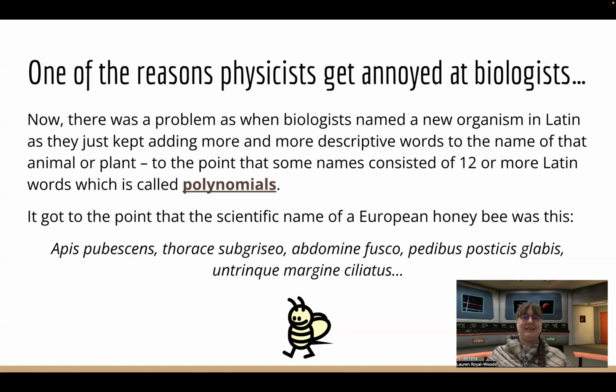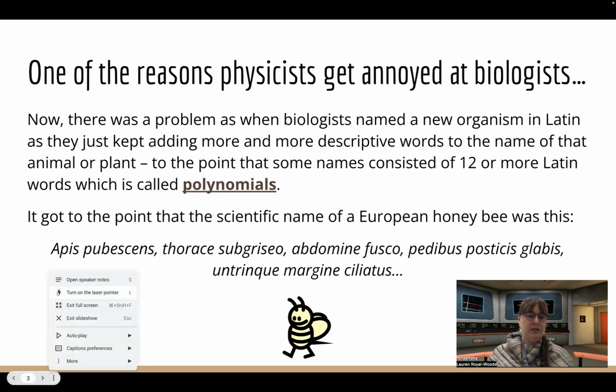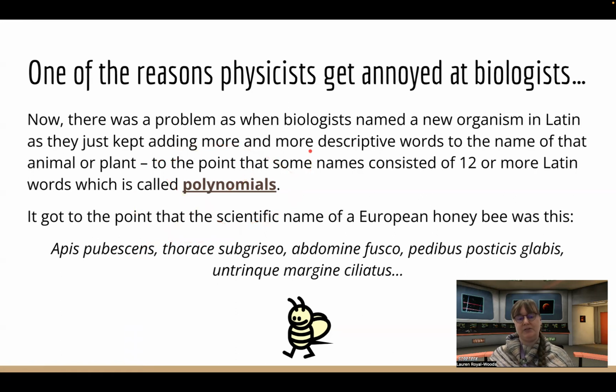So basically, there was a problem. Every time we discovered a new organism, especially if they were closely related, we just kept adding more Latin descriptors to the name. So the name kept getting psychotically longer and longer. Some scientific names consisted of 12 or more Latin words, which is why they're called polynomials. And let me get my pointer out. There we go. So polynomials, poly means many, nomial means naming.